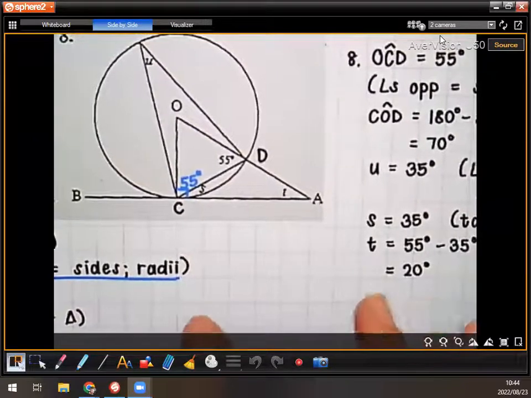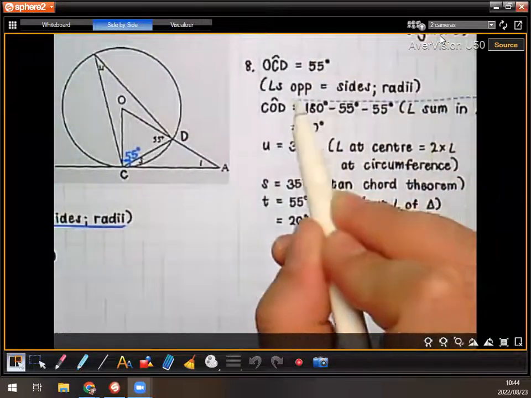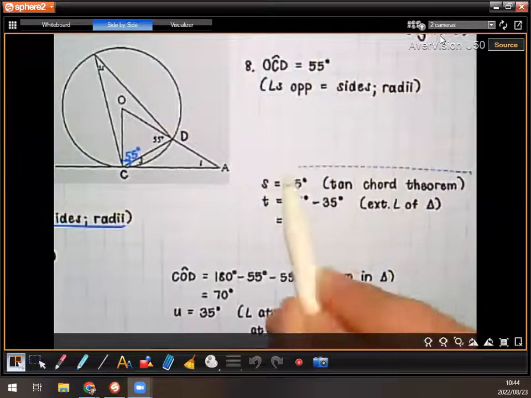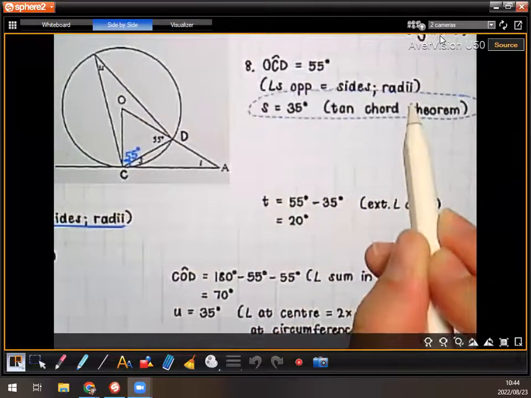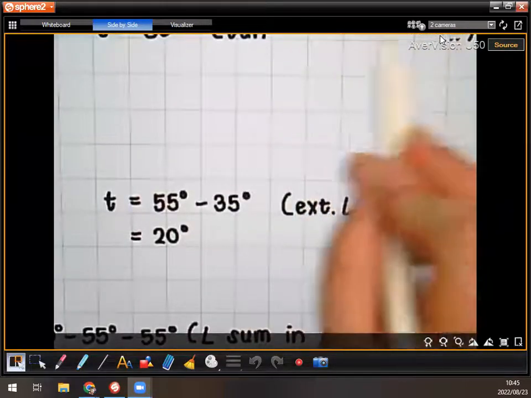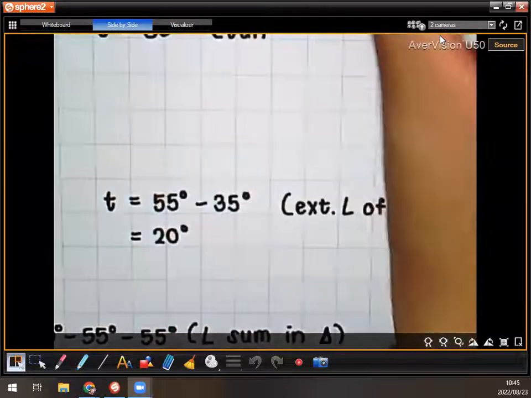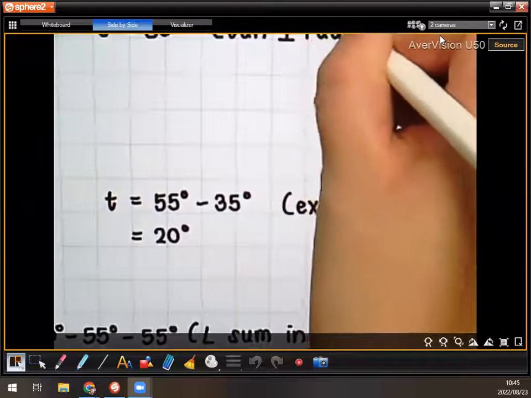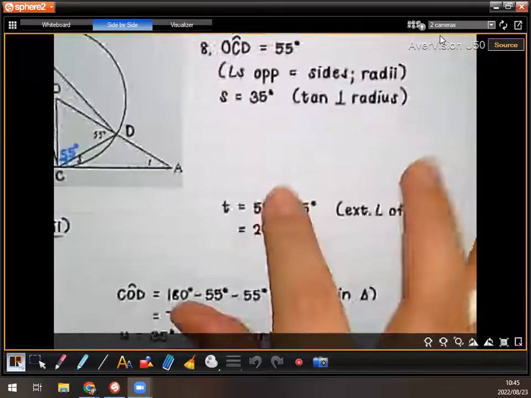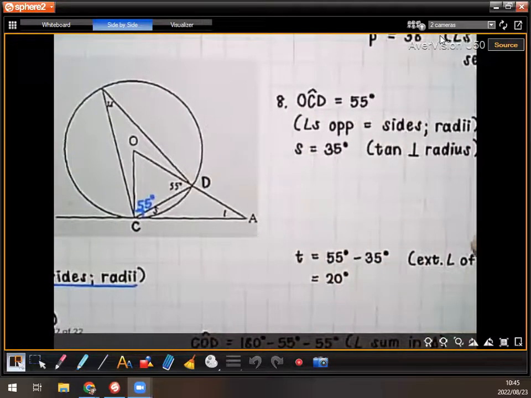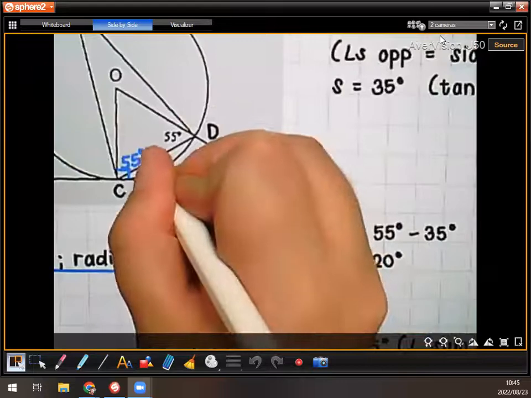Okay, because of that. So let me quickly fix my order here. We'll just use this, then everything else might also be different. Alright, so S is 35, and I'm going to change my reason for S to tan perpendicular radius. Okay, right? Tan perpendicular radius. Okay, then next up you would have to find T. So now my working for T is also going to be different, probably.